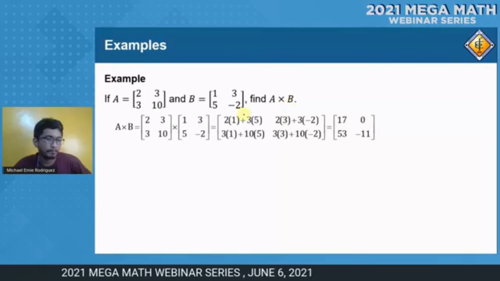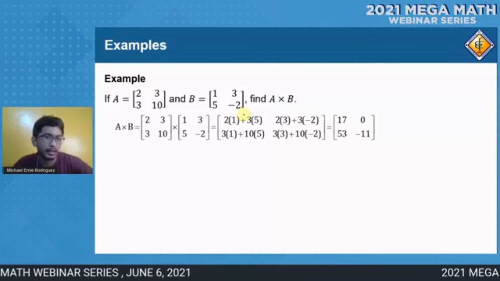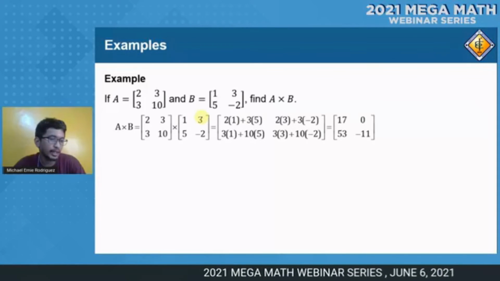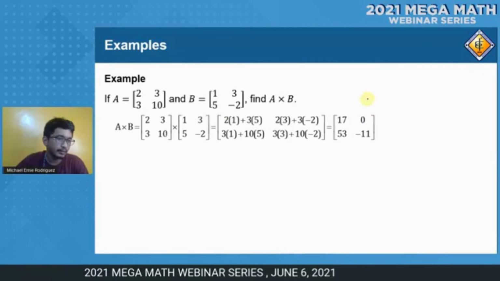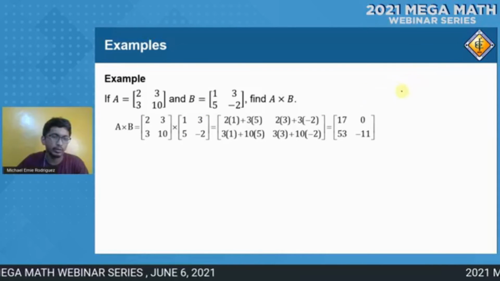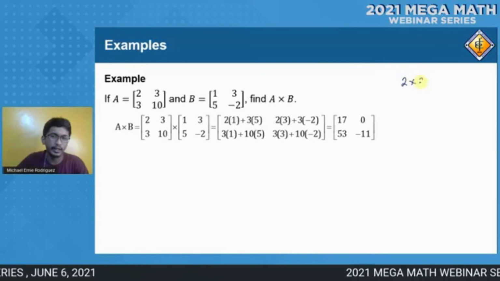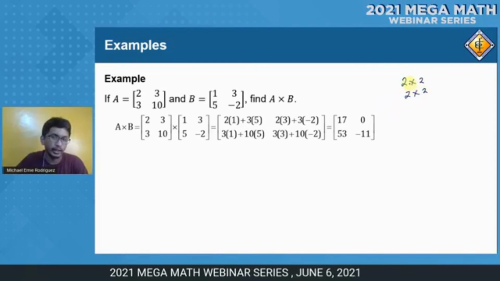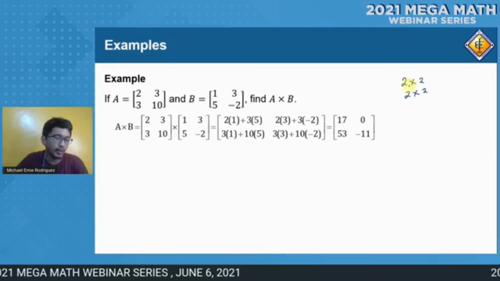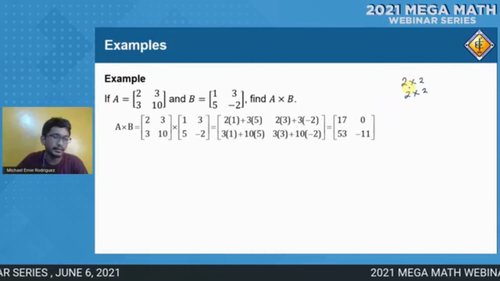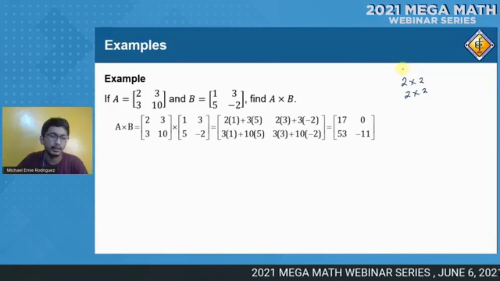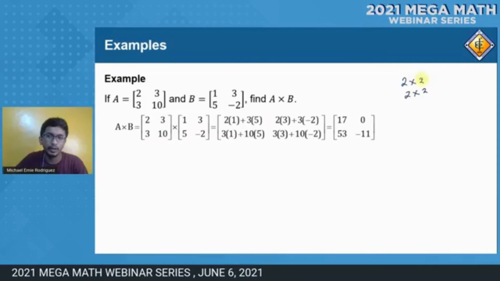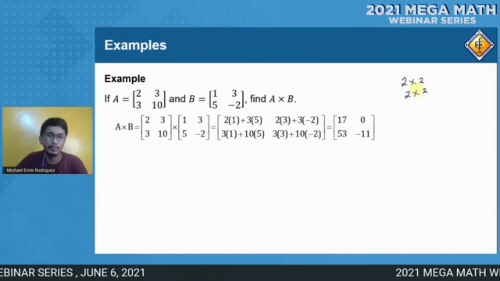So, ang sabi natin, di ba? Sabi natin doon, dapat equal yung number of columns ng left hand sa number of rows sa right hand. Okay? So, sa left hand, we have 2 by 2 matrix. And then sa right hand, we have 2 by 2 matrix also. So, equal. So, pwedeng i-multiply ito. Row by column, di ba? So, we have 2 and 2. So, our answer will be 2 by 2 matrix.